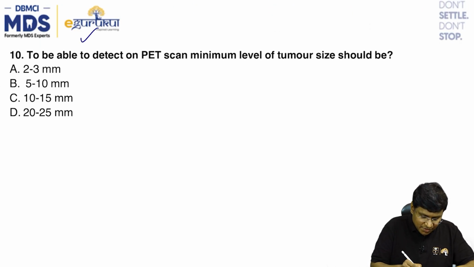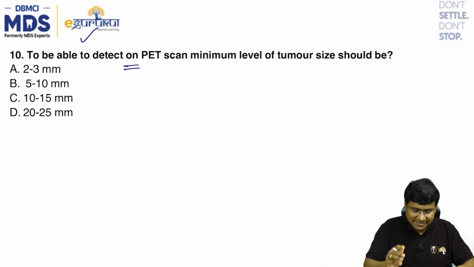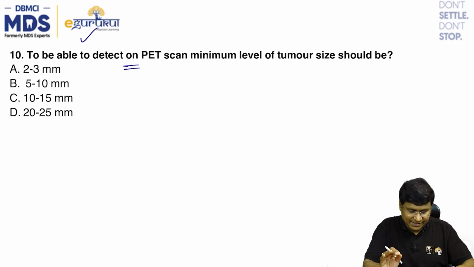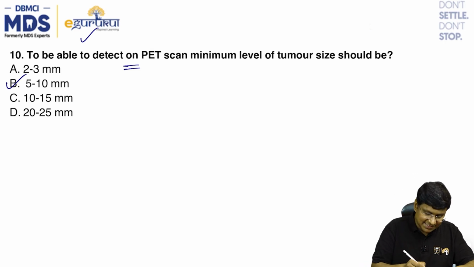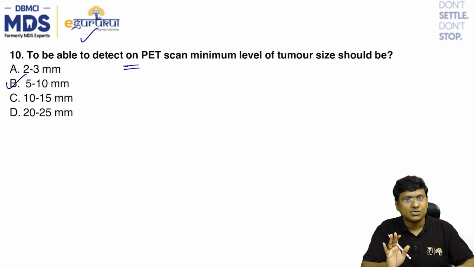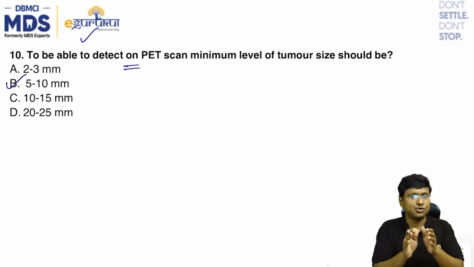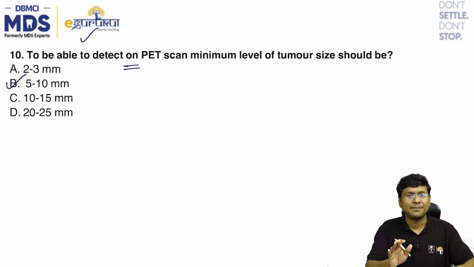Next question. To be able to detect on the PET scan, the minimum tumor size should be 2 to 3 mm, 5 to 10 mm, 10 to 15 mm, 20 to 25 mm. So the answer here is 5 to 10 mm. Generally a PET scan can visualize a tumor size from 7 millimeters to 1 centimeter depending upon the location. So the best answer is 5 to 10 mm, right?